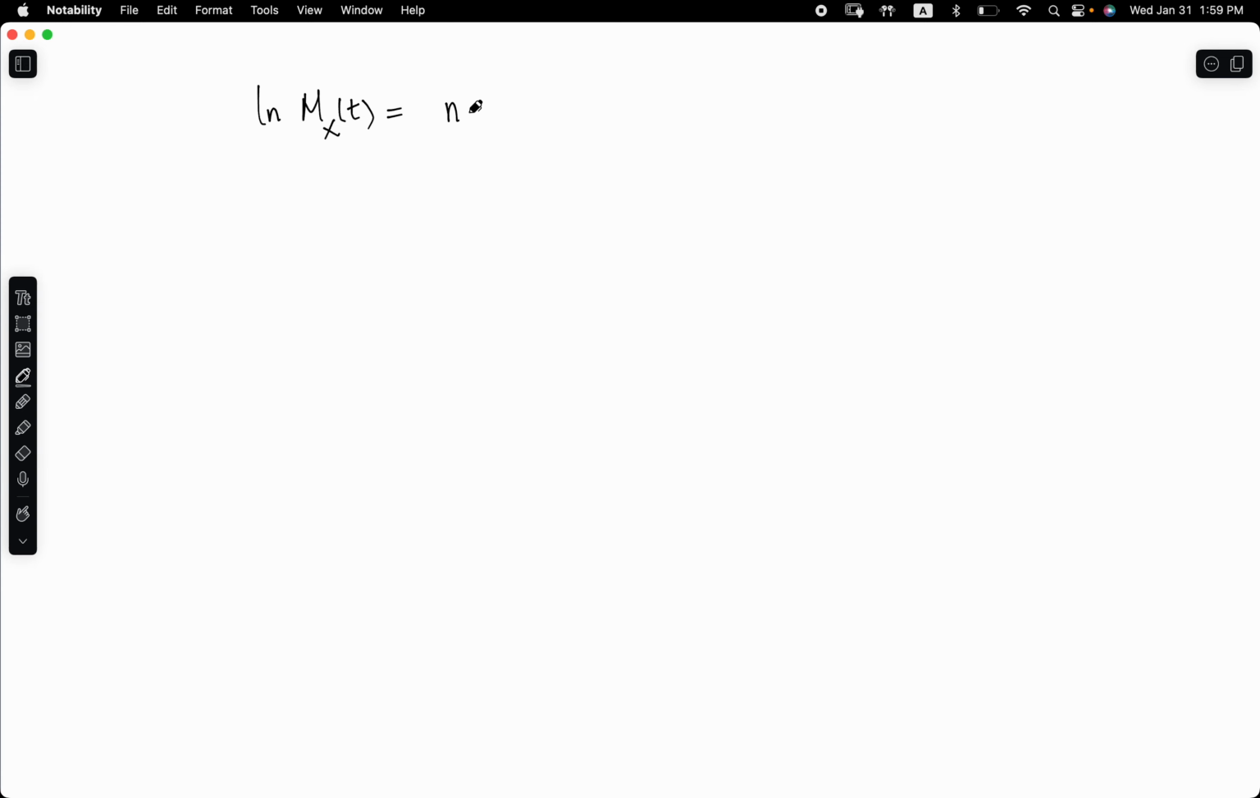And this is equivalent to n multiplied by the log of that. So let me just copy down here, plus PR multiplied by e raised to the power of TR.